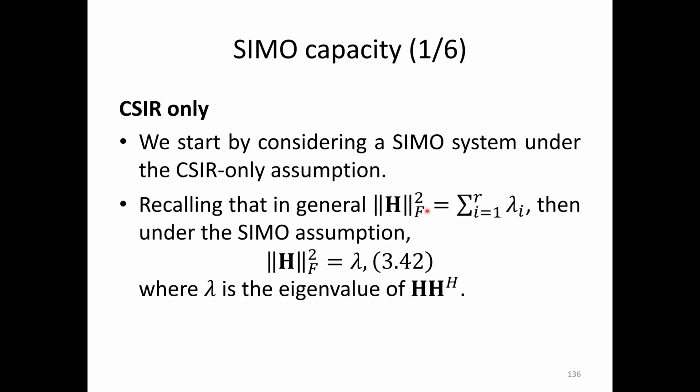Recalling that in general, the square of the Frobenius norm of H is equal to the summation from i equal to 1 to R, where R is the channel rank, of lambda i, where lambda i is the i-th largest eigenvalue of the matrix H times H Hermitian. Then under the SIMO assumption, the square of the Frobenius norm of H is equal to lambda.